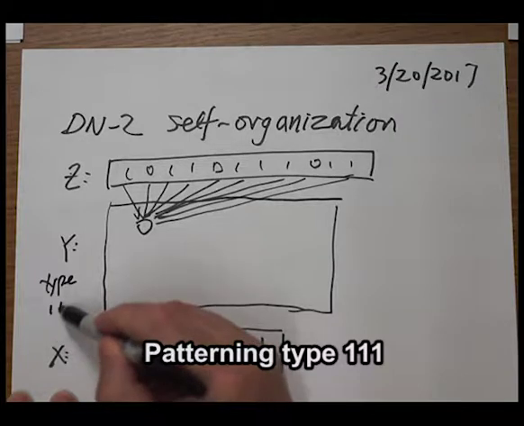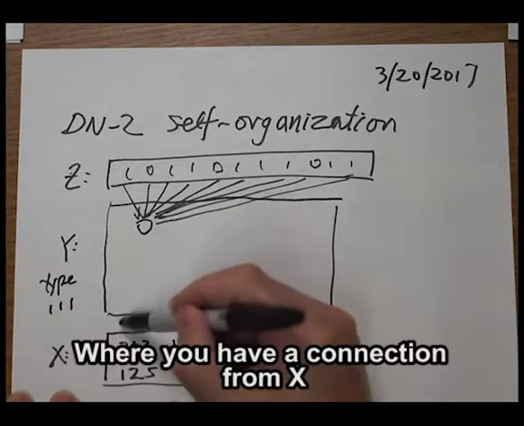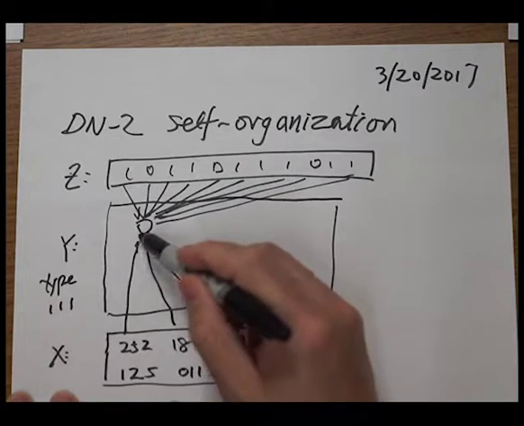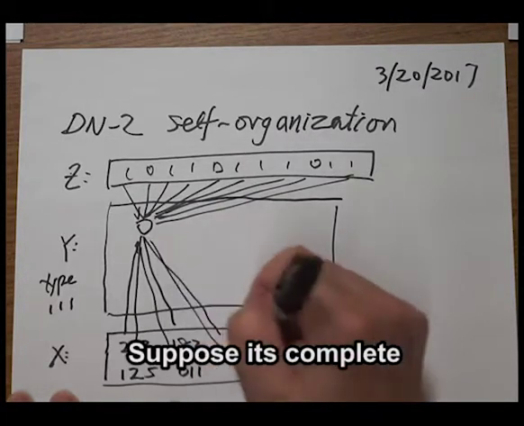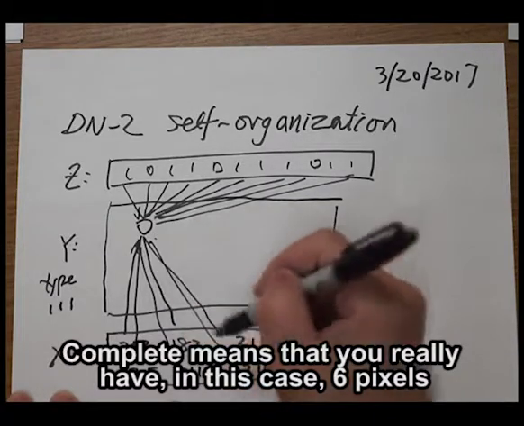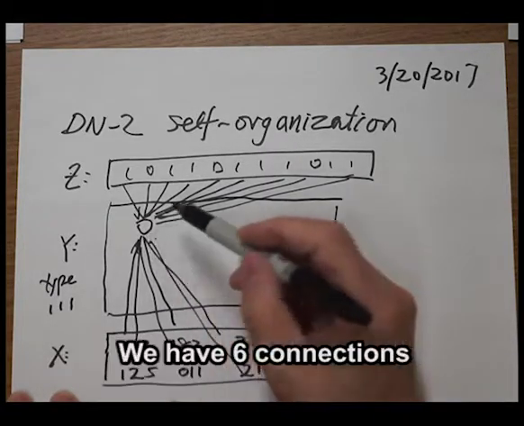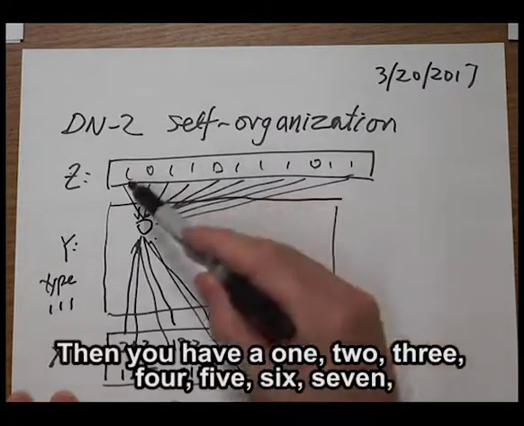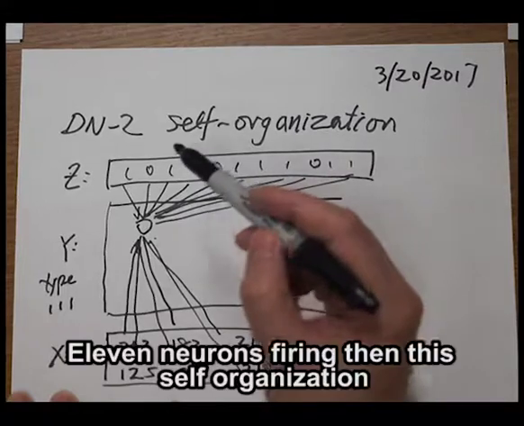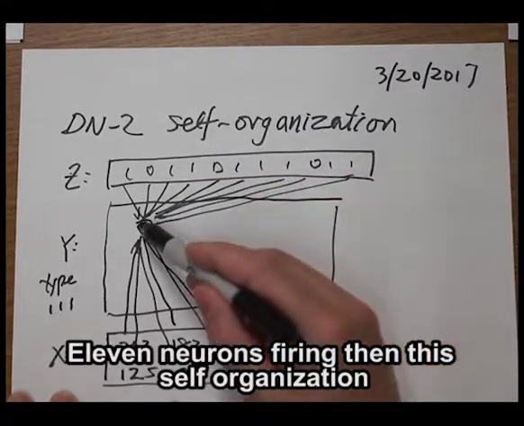Patterning type 1-1-1, where you have a connection from X. Suppose it is complete. Complete means that in this case you have 6 pixels, so you have 6 connections. Then you have 1, 2, 3, 4, 5, 6, 7, 8, 9, 10, 11. You have 11 neurons firing.